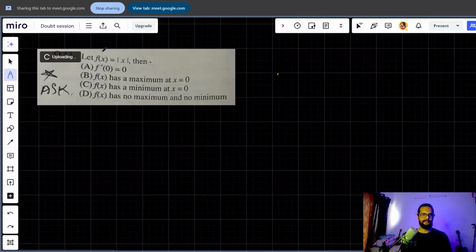So here's a question. We have again been given the same f(x) = mod of x, right? We need to find what the function is doing at what point. So let's again, now that we are comfortable with this graph, directly draw it and check for ourselves.